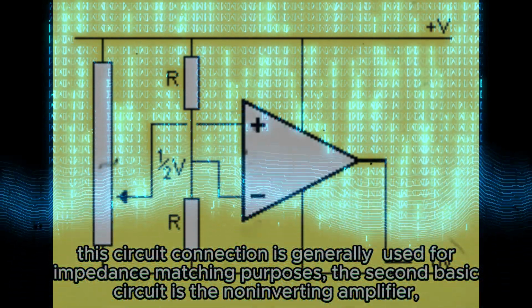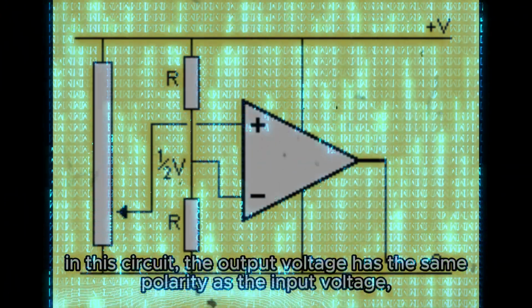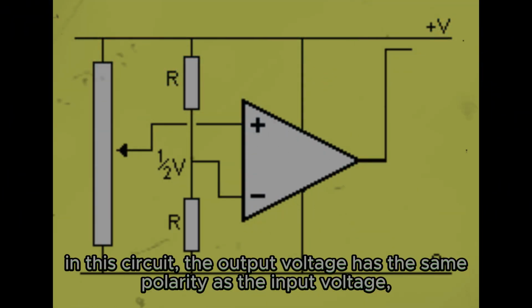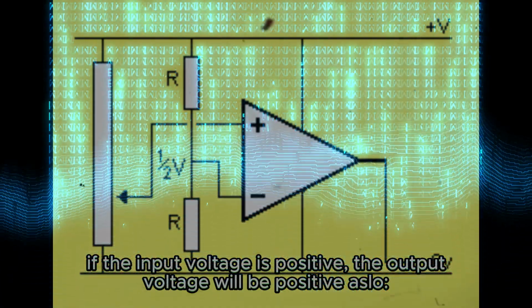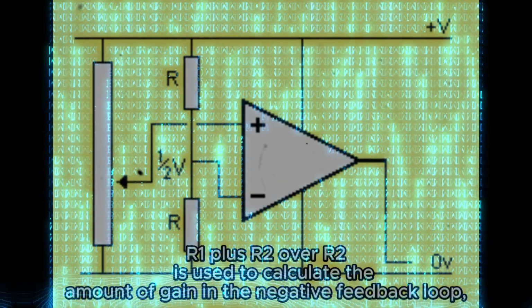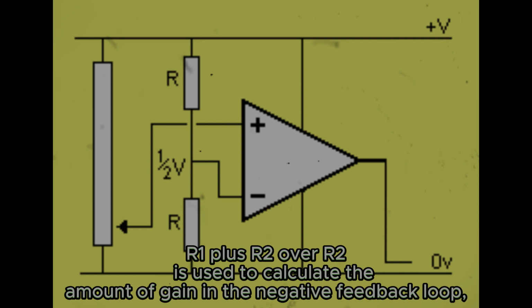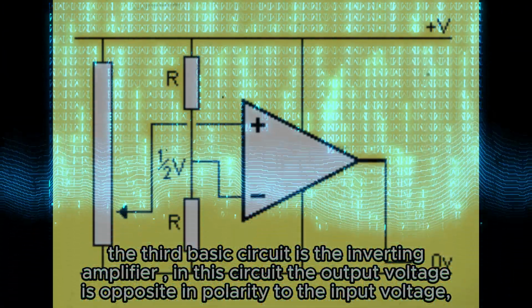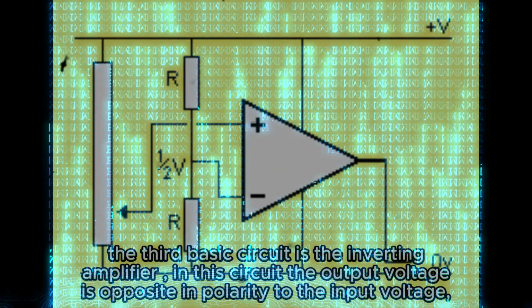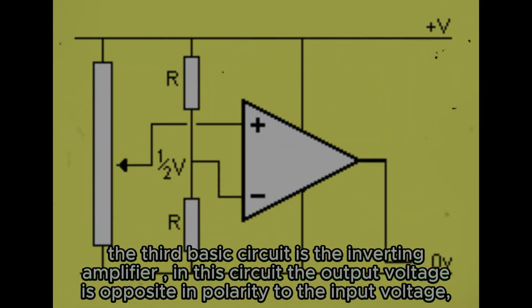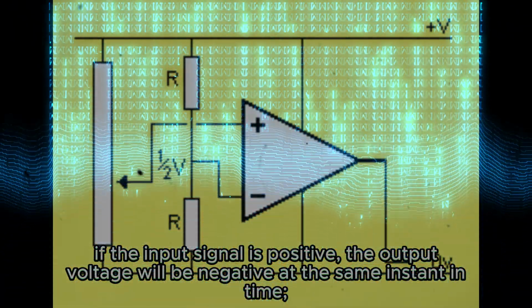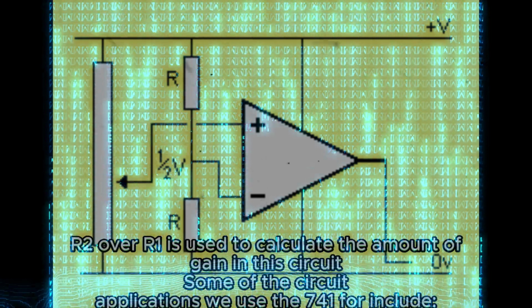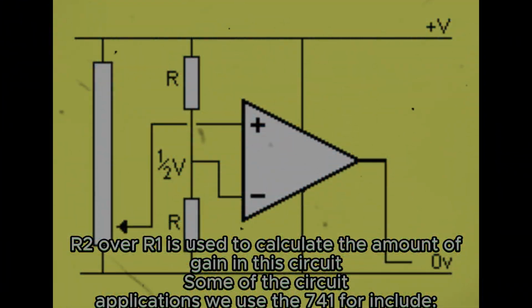The second basic circuit is the non-inverting amplifier. In this circuit, the output voltage has the same polarity as the input voltage. If the input voltage is positive, the output voltage will be positive also. (R1 + R2) / R1 is used to calculate the amount of gain in the negative feedback loop. The third basic circuit is the inverting amplifier. In this circuit, the output voltage is opposite in polarity to the input voltage. If the input signal is positive, the output voltage will be negative at the same instant in time. R2 / R1 is used to calculate the amount of gain in this circuit.